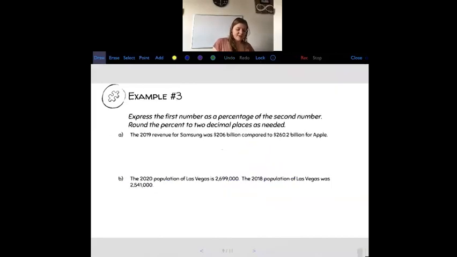Example 3, express the first number as a percentage of the second, round the percent to 2 decimal places as needed. So the 2019 revenue for Samsung was $206 billion compared to $260.2 billion for Apple. Now you can write these numbers out. So for instance, $206 billion, I'm just going to write it at the top, billions, millions, thousands, hundreds, and divide. But all of those zeros will eventually cancel.